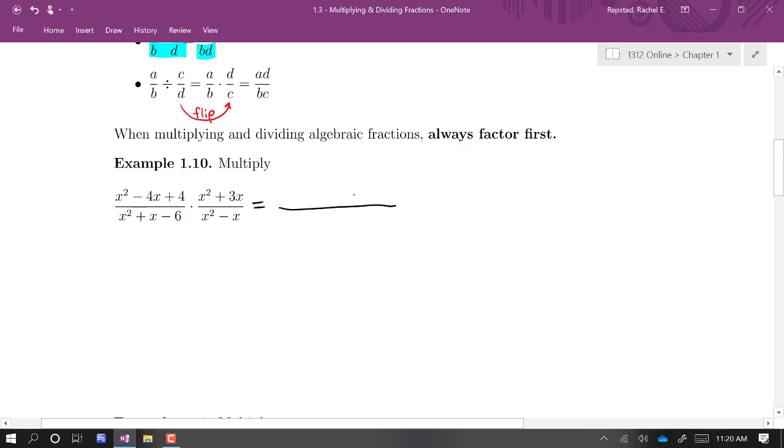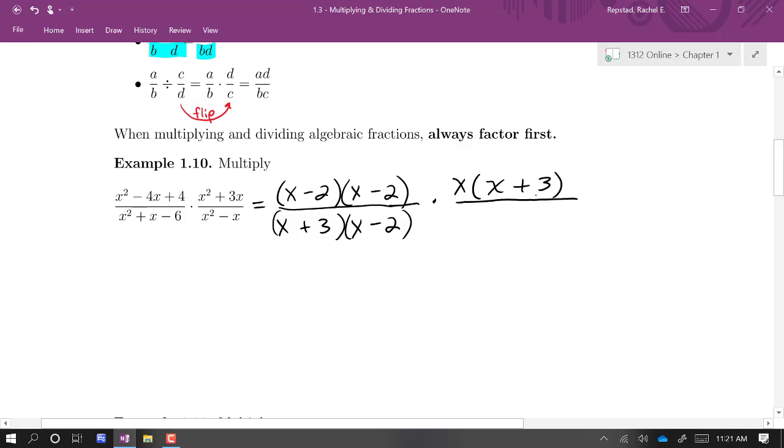In the first fraction, we can unfoil this. This is x minus 2, x minus 2. In the bottom, we can unfoil that. We need an x and an x, a negative 6 at the end and a plus 1 in the middle, so we need a plus 3 and a minus 2. In the second fraction, in the top we can factor out a common factor of x, and then we have x plus 3. In the bottom, again, we can factor out an x, and we've got x minus 1.